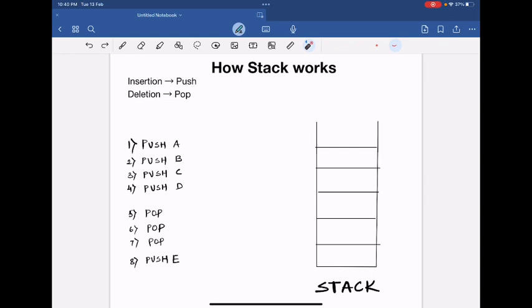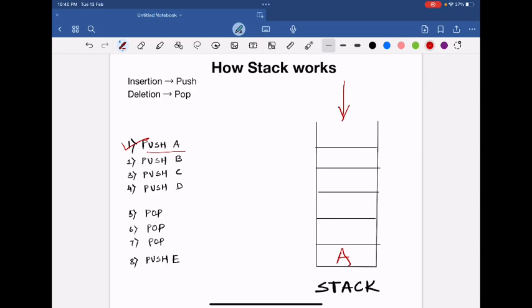First we have push A. Push A means we are going to insert this element into the stack. In a stack, the elements are always inserted from the top, so this A will be inserted at the top position.